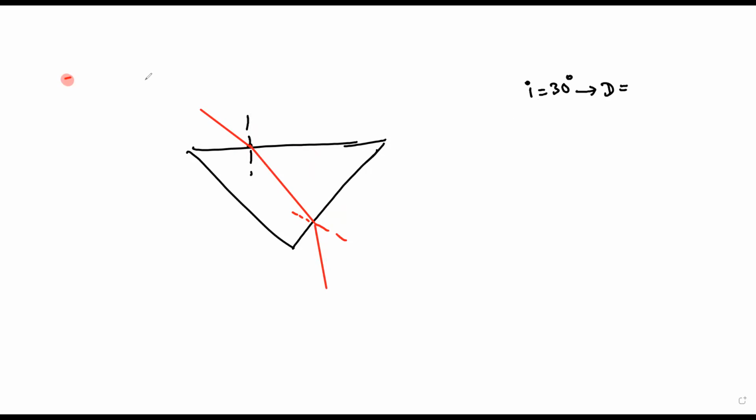What is called the deviation angle? Look at this carefully. This is the initial ray, which comes down like this, and this is our final ray. We have the initial ray and the final ray, and they make an angle, let's say theta, like this. This is called the angle of deviation.